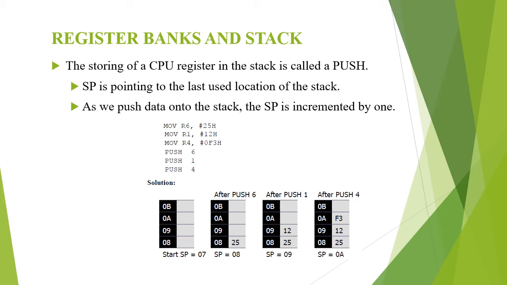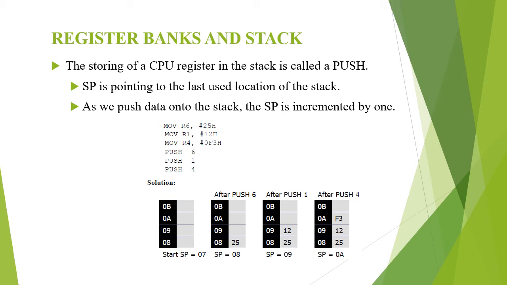MOV R6, #25H; MOV R1, #12H; MOV R4, #0F3H; PUSH 6; PUSH 1; PUSH 4. PUSH 6 means the content of register R6 will be pushed to the stack. PUSH 1, the content of register R1 will be moved to the stack. PUSH 4 means the content of register R4 will be moved to the stack.